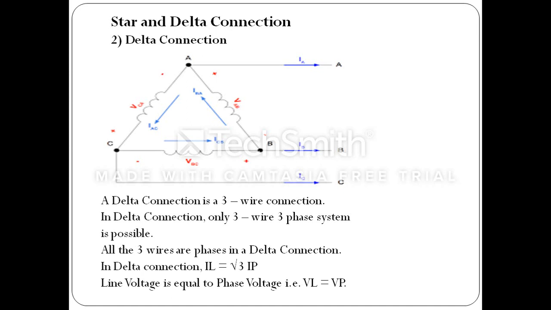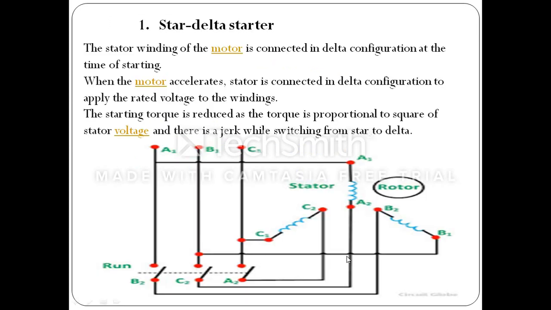So the difference between star and delta: in a delta connection, VL is equal to Vp and IL is equal to root 3 IP. In a star connection, IL is equal to IP and VL is equal to root 3 Vp. That is the difference between star and delta connection.